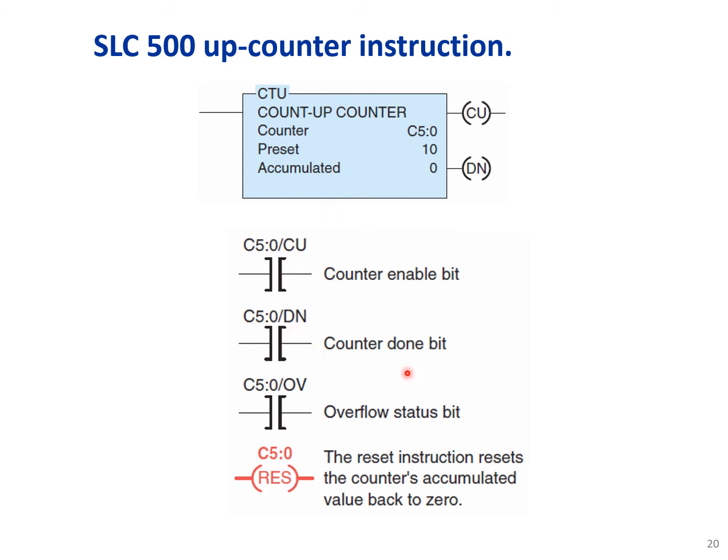The down bit: when the accumulated value reaches the preset value, the down bit becomes true. The overflow status bit is set when the accumulated value reaches 2 to the power of 15. The reset instruction resets the counter accumulated value back to 0. So we always need to reset counters, either up counters or down counters.